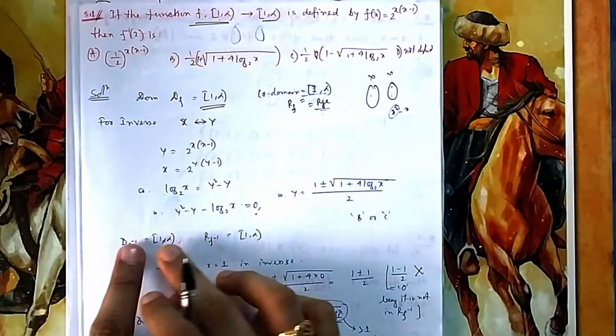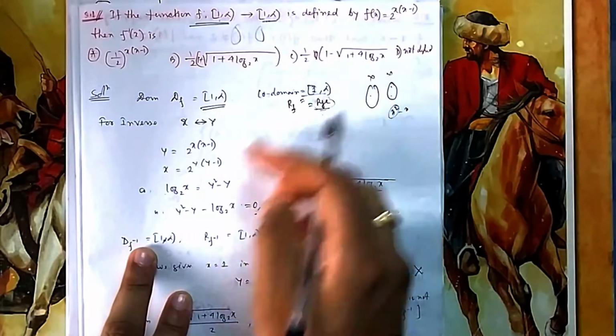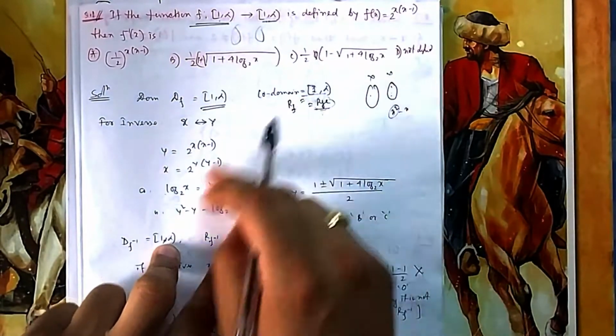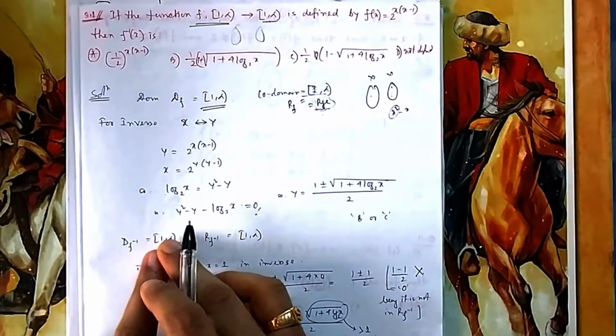Okay, this is the inverse. So for the inverse, which one will be the domain? This one will be the domain, and this one will be the range. Fortunately here both are the same. So you are giving input from 1 to infinity.